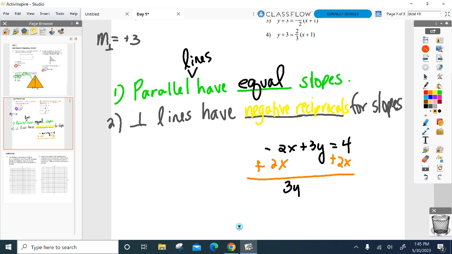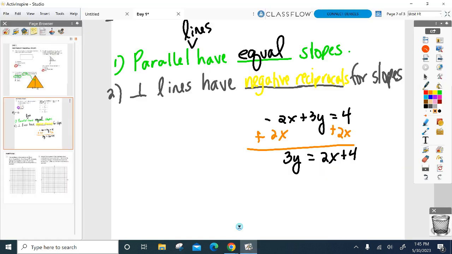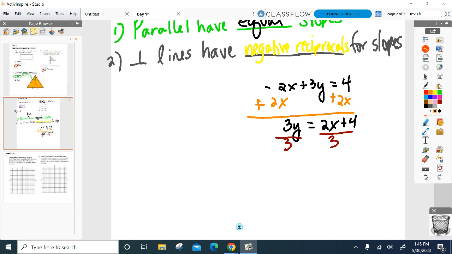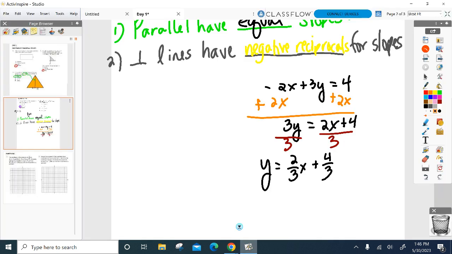So I get 3y equals 2x plus 4. Next step to get y by itself: divide by 3. Nice. So now I have y equals 2/3 x plus 4/3, and I don't even care what the y-intercept is here. What's the slope of this line? 2/3. So because it's parallel, my new line should have a slope of 2/3. The only thing I'm missing is the y-intercept.